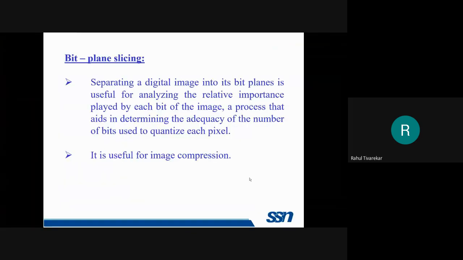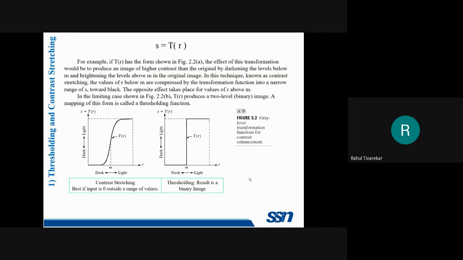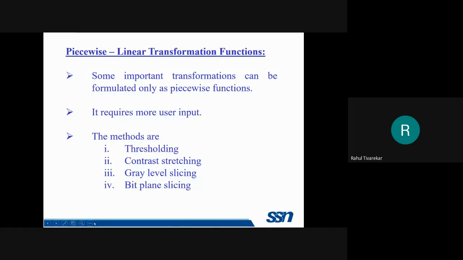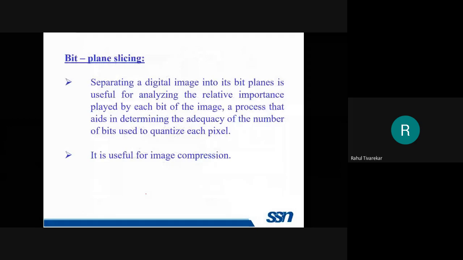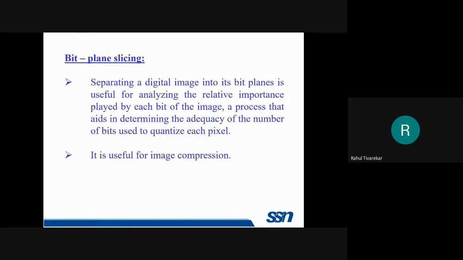After gray level slicing, as we saw, we are discussing the piecewise linear transformations. After gray level slicing, we have bit plane slicing. The last piecewise linear transformation that we have is bit plane slicing. Bit plane slicing is used for separating a digital image into its bit planes, and it is used for analyzing the relative importance played by each bit of the image, a process that aids in determining the adequacy of the number of bits used to quantize each pixel level.